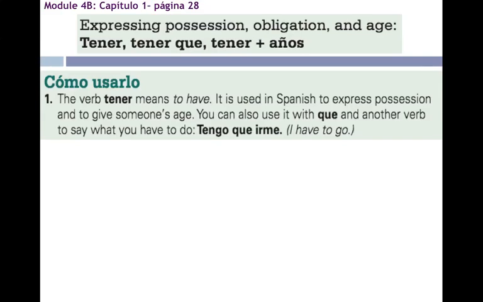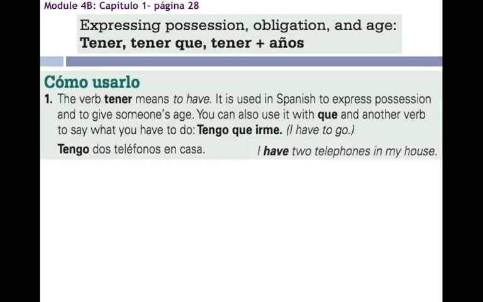You can also use it with que and another verb to say what you have to do. Por ejemplo, tengo que irme. And we'll get into that in more detail in a bit. So let's look at some examples. Repitan, por favor. Tengo 2 teléfonos en casa.